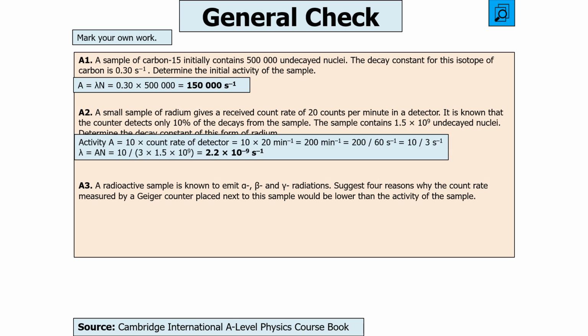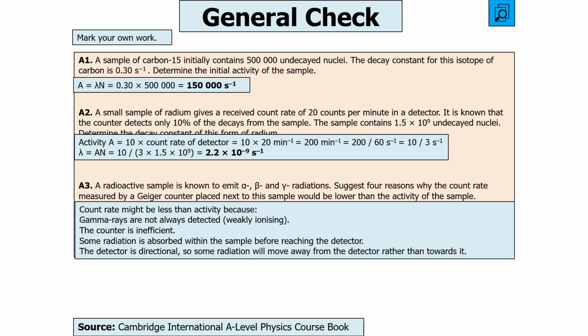Next one, activity is equal to 10 times by the count rate of the detector, because it's going to be 10 times by the number you got there, so it'll be 10 times by 20 per minute, so therefore it's going to be 200 per minute, so in seconds it's going to be 200 divided by 60, which is approximately 10 over 3 when you work it through. So the decay constant is A times by N, which we looked at previously, so therefore, A over N, my apologies. You work it all through and you get 2.2 times 10 to the minus 9 seconds to the minus 1.